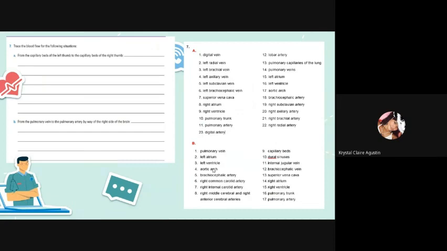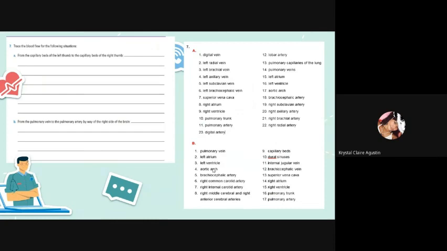Now for this slide, we will be talking about the traces of blood flow for the following situations. Letter A is from the capillary beds of the left thumb to the capillary beds of the right thumb. A capillary bed is simply a network of capillaries which supplies an organ. The more metabolically active the cells, the more capillaries required to supply nutrients and carry away waste products.